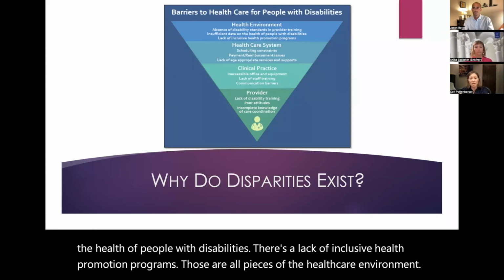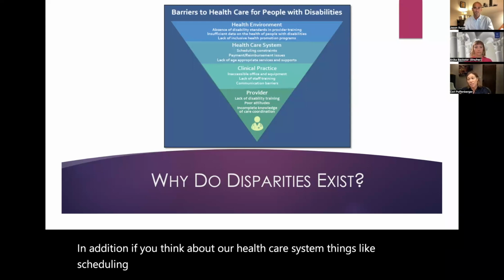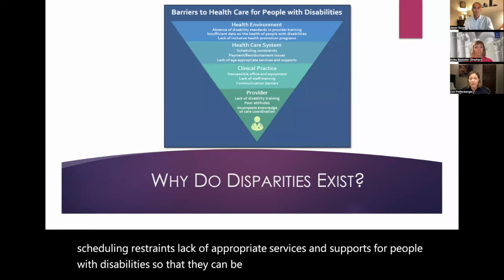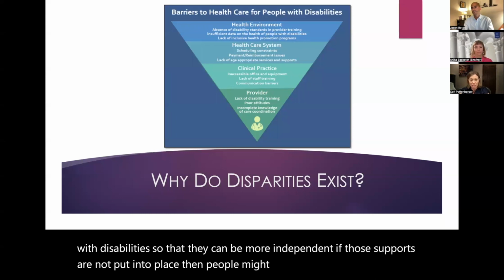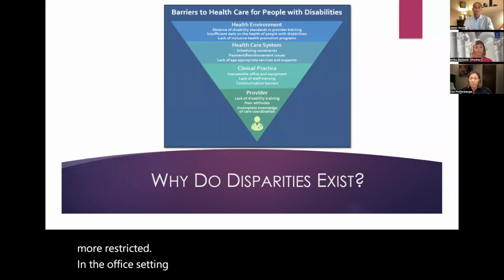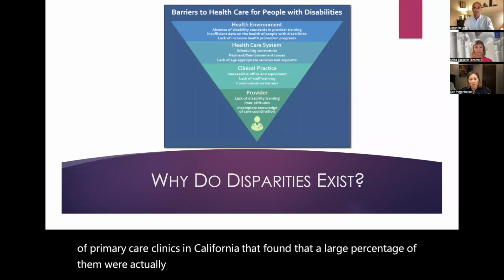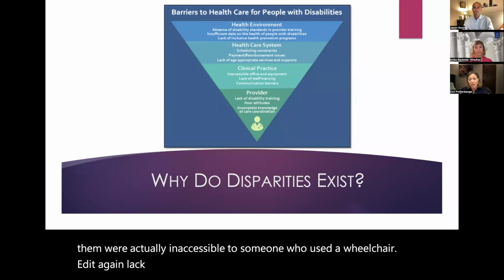In addition, if you think about our healthcare system, things like scheduling restraints, lack of appropriate services and supports for people with disabilities so that they can be more independent. If those supports are not put into place, then their experience may be more restricted. In the office setting, inaccessible office and equipment, there was a study of primary care clinics in California that found that a large percentage of them were actually inaccessible to someone who used a wheelchair. And then again, lack of staff training as well as provider training.